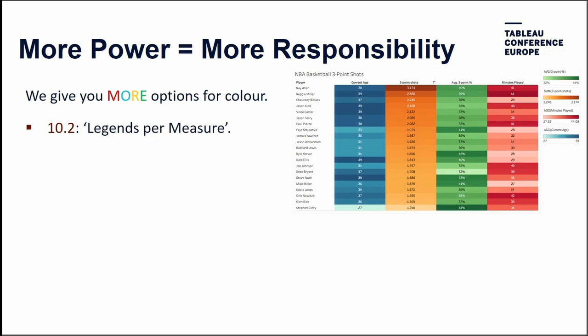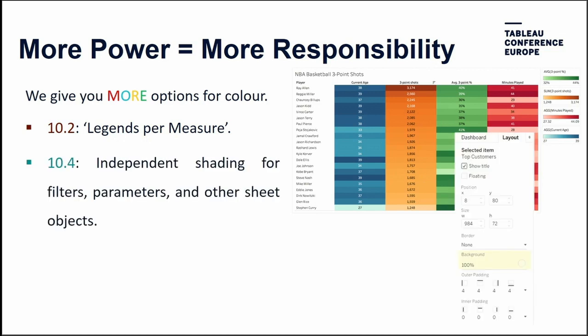So in 10.2 we introduced this concept of legends per measure. I constantly bring this up as an example because I love poking fun at our design team, because that is not good design. Come on, marketing, pull it together. These clashing colors are a way of not using this feature, but it's just showing that you can color individual columns based on whatever it is you're after.